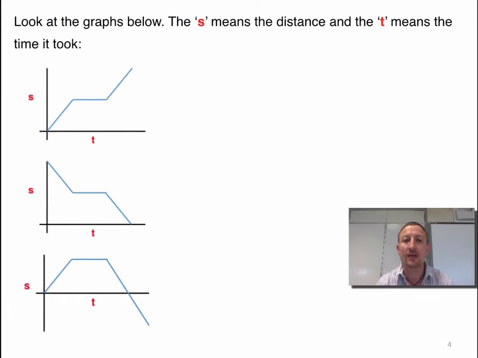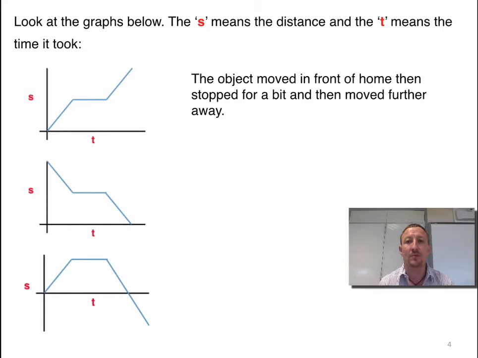To work out the total distance that we travelled, all we have to do is add up how far we went in each section. In the first section, we did a certain distance. In the second section, which is flat, we did no distance at all. And in the third section, we did another distance. If we add the distances together, we get the total distance travelled. So overall, the object moved in front of home, then stopped for a bit, and then moved further away, at constant speed.